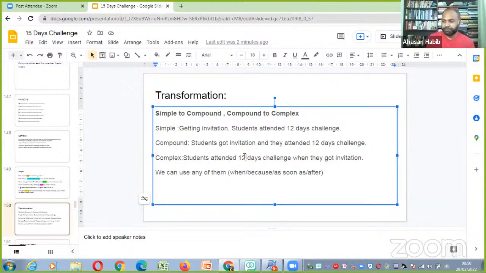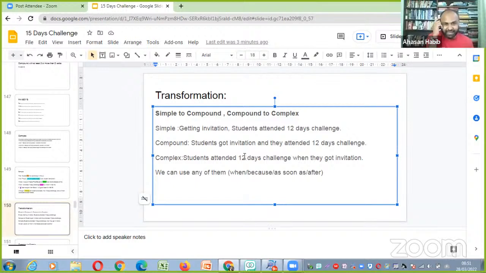So for example, drinking tea, I conduct the class. So now you need to make a compound sentence, and you need to make a complex sentence as well. So now, drinking tea, I conduct the class. Type in the chat box. So what would be a compound sentence? Drinking tea, I conduct 12 days speaking challenge. Type in the chat box.